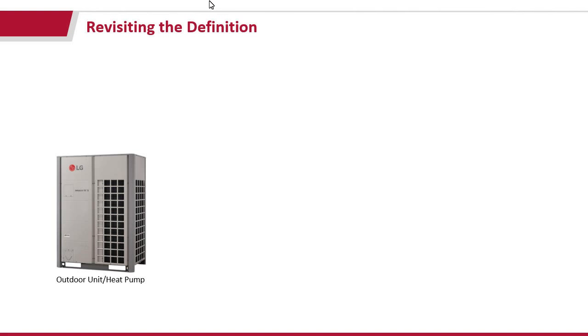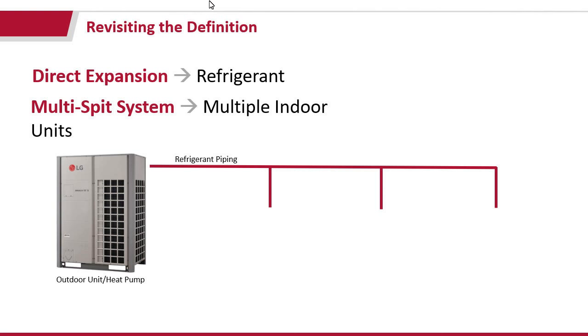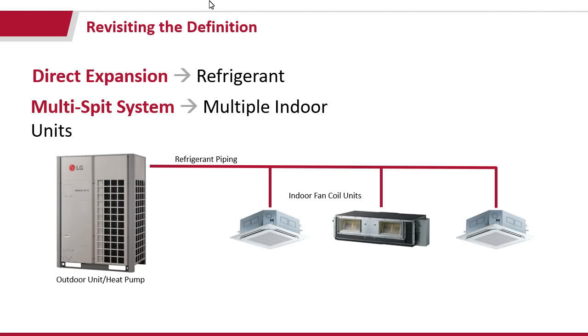So we're going to revisit the definition a little bit. Like I said, you didn't have to remember it because we're going to go over it now with the highlights. So it's a direct expansion system, which means refrigerant. So you're going to have refrigerant piping. Then it's a multi-split system, like I said, not like a mini split, so not one-to-one. You have multiple indoor units all on the same, we're going to call it an outdoor unit for this presentation. It can also be a heat pump, but we'll get into that in a minute. And then you have a variable speed compressor, which is in that outdoor unit, this guy.